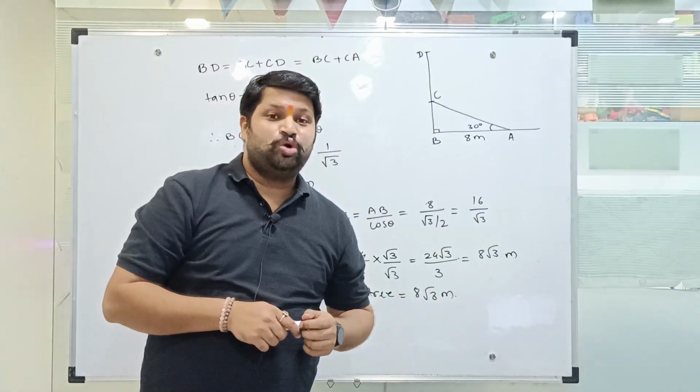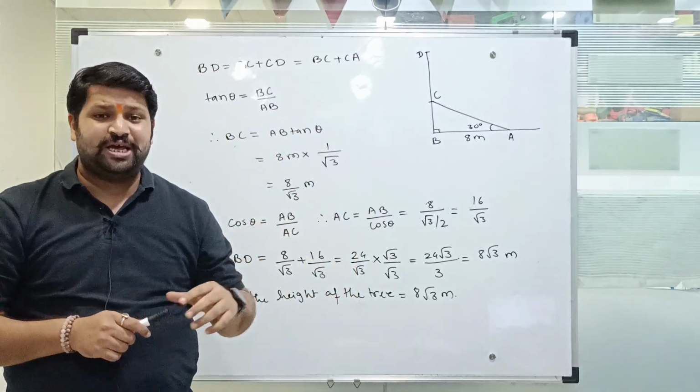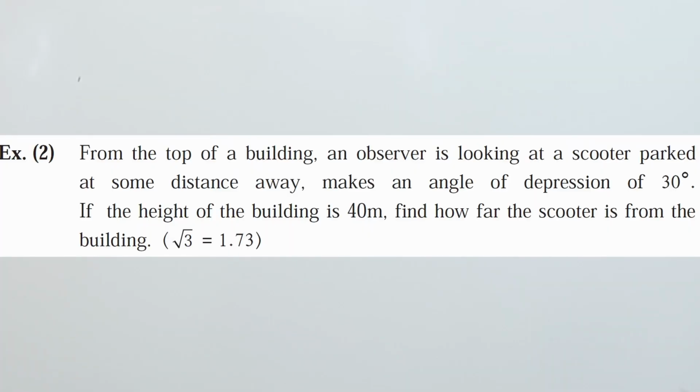Now let us go ahead and take few examples from 10th State Board. Now this is a solved example from a 10th State Board book. This is example number 2 under the section Applications of Trigonometry. The example is like this. From the top of a building, an observer is looking at a scooter parked at a distance away, and makes an angle of depression of 30 degrees. If the height of the building is 40 meters, then find how far the scooter is from the building.